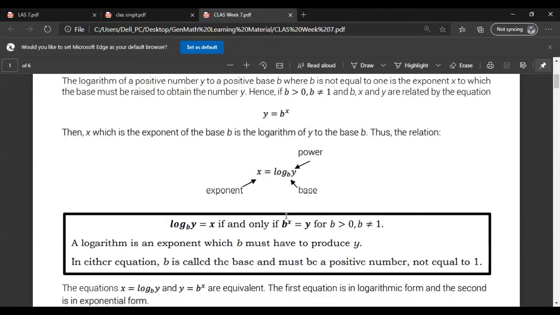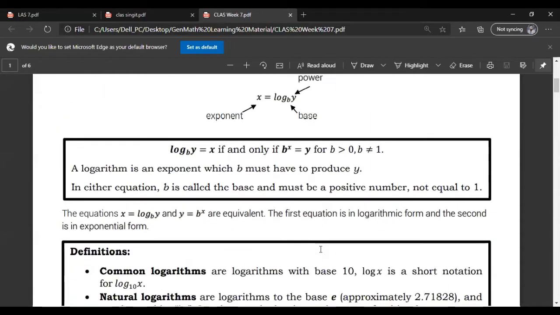Okay? So, sir, paano tayo magre-rewrite ng logarithmic function to exponential function and vice versa? So, later, we will learn how to. Ayun. Ito yan siya, class, actually.